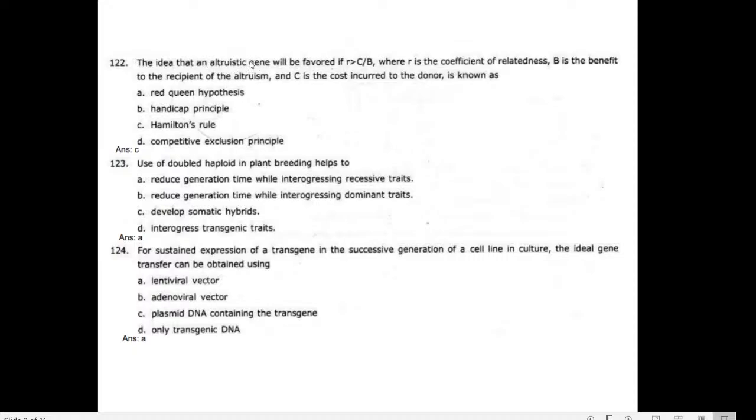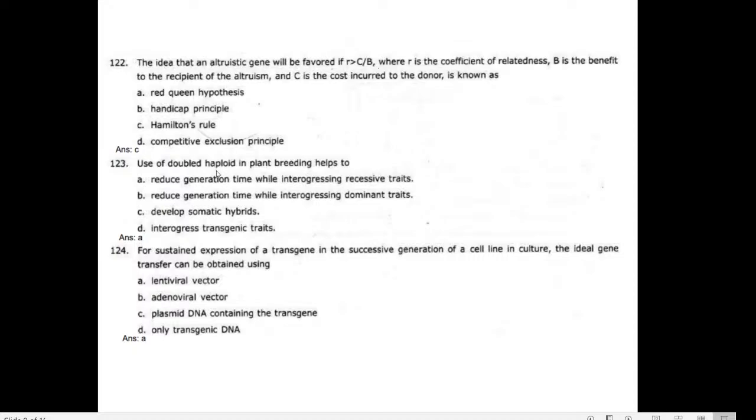This kind of gene is similarly present across organisms and will be favored if R is greater than C by B, where R is the coefficient of relatedness, B is the benefit to the recipient, and C is the cost incurred, that is the energy utilized. They help someone who has a need. Here the answer is Hamilton's rule. As per Hamilton's rule, this statement is supported by B.